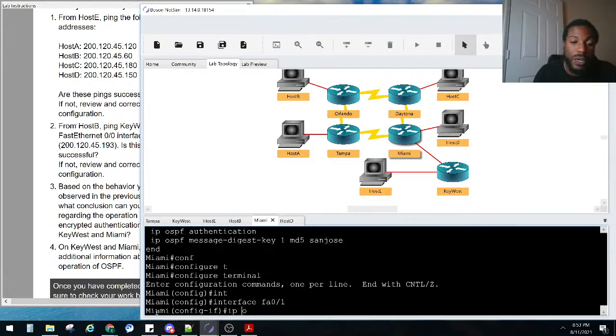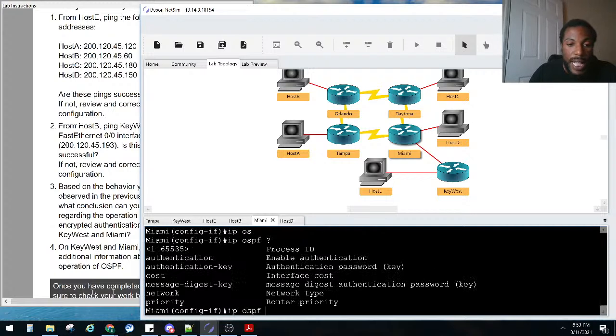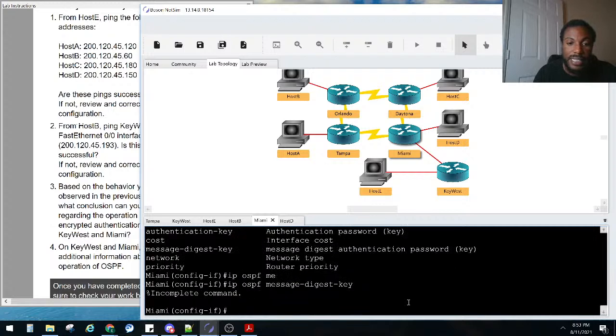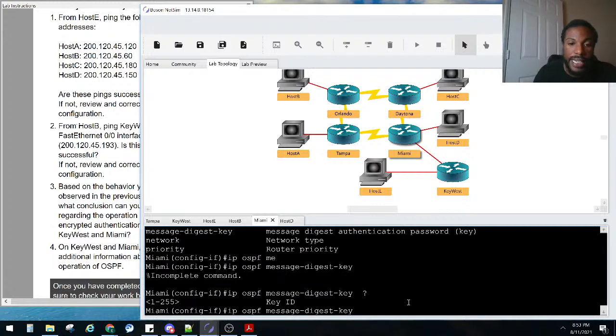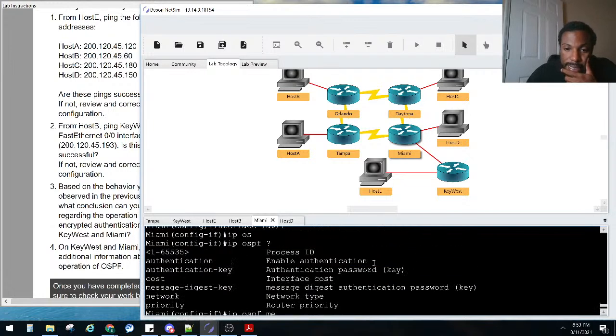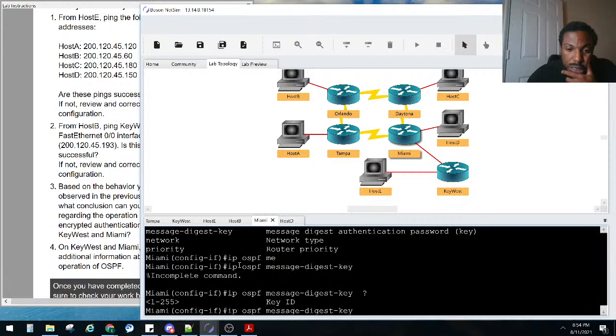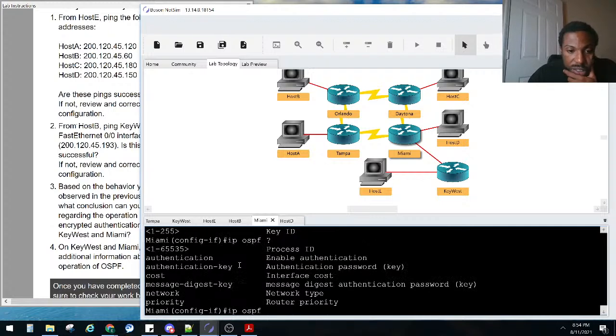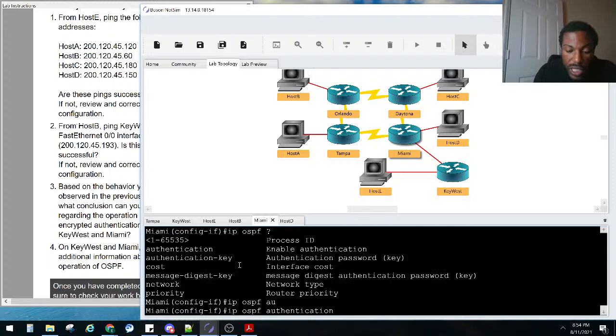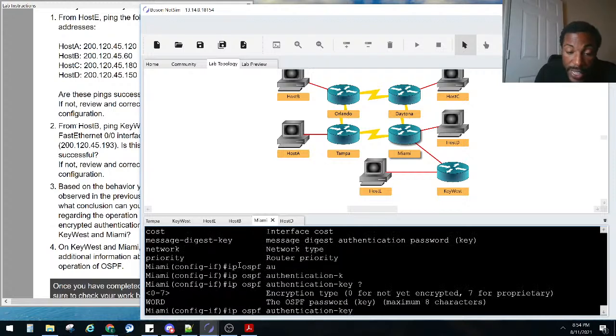And it's supposed to be IP OSPF message digest key by itself, I think. Let's see. Message digest key? No. And then it's the key ID? No. Let's see. Authentication key. Yeah, I think that's what we've got to do. I can't remember. IP OSPF, and I think authentication key. No, that's clear text right there.